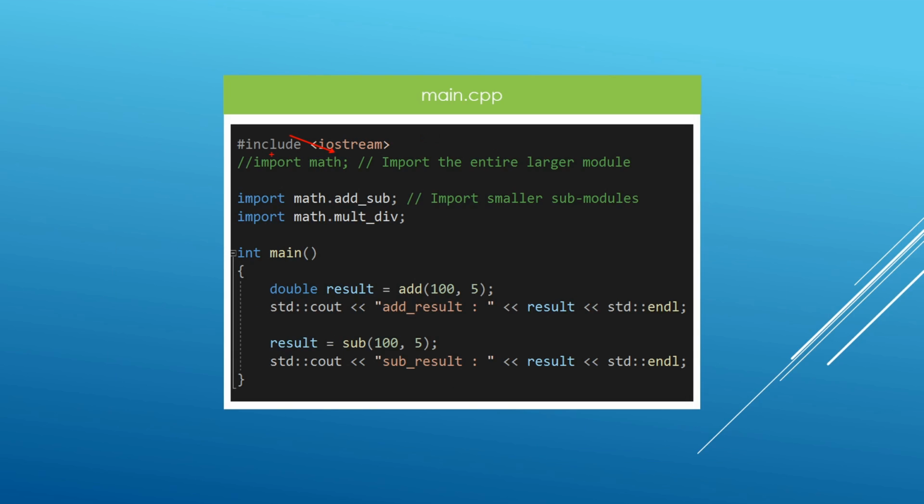Once you have these modules defined, you can head over to the main CPP file and import the entire thing if you need all the functions, or if you only need add sub, you can only import it. If you only need multi-div, you can only import it, and everything is going to really fall in place. Now that you know this, we can head over to our IDE and see this in action.